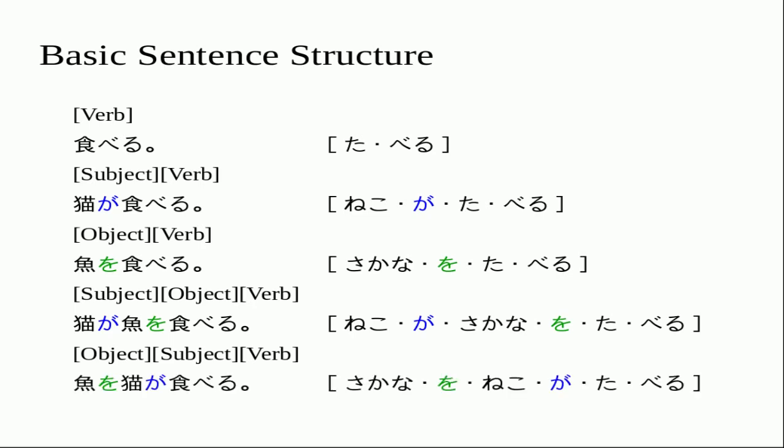Like, sakana o nekko ga taberu, and it still means the cat is eating the fish, right? Even though we reverse the order and we put the fish in front of the cat, right? The meaning of the sentence has not changed.